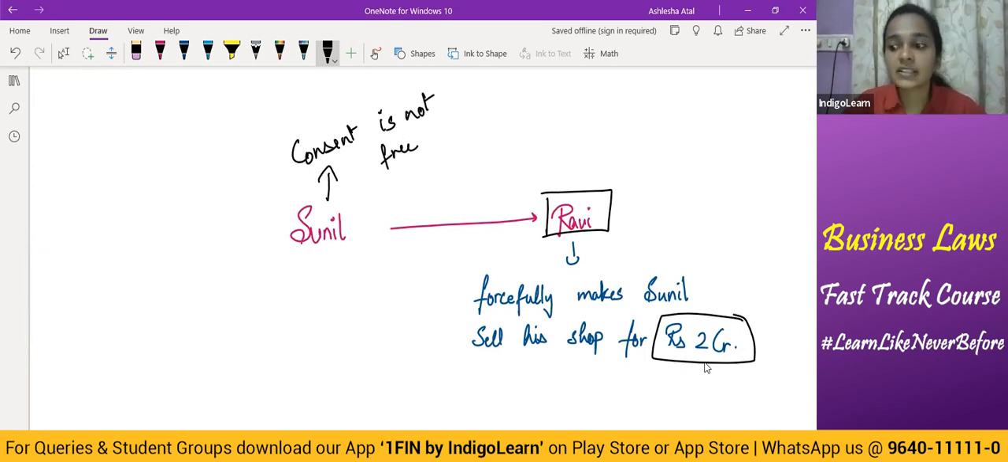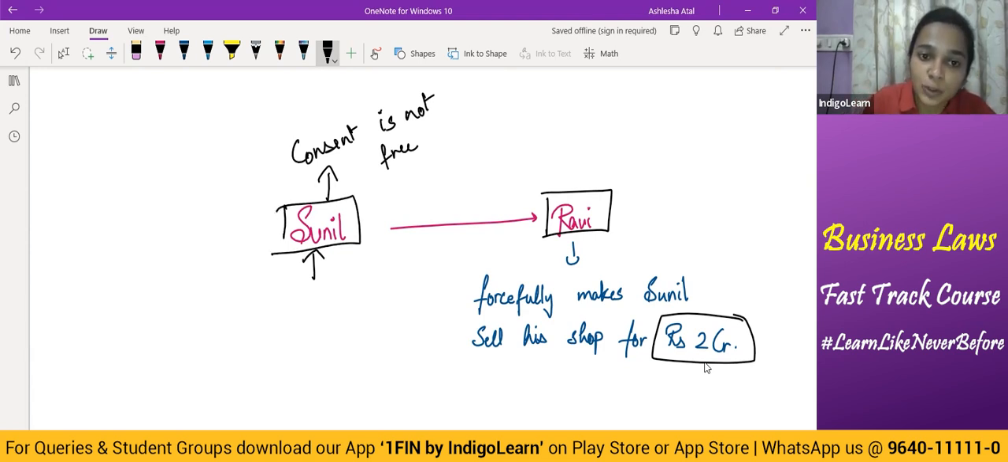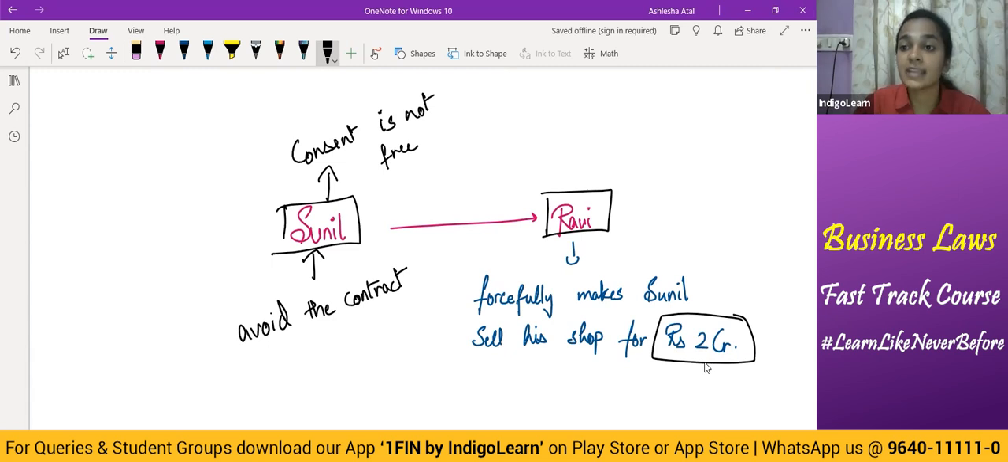So where a contract is made where the consent of one of the parties is not free, in such a situation, the contract is voidable at the option of the aggrieved party, that is at the option of the party whose consent was not free. So here Mr. Sunil now has a right to avoid the contract. If he wants to avoid the contract, he can do so.